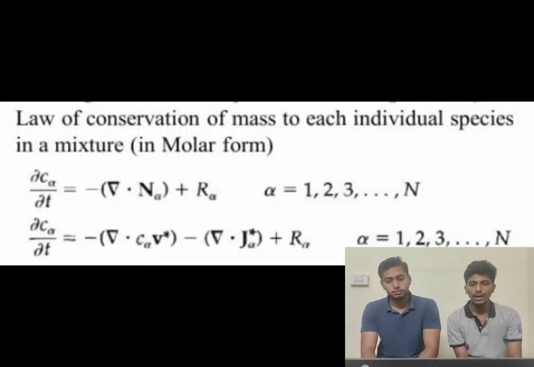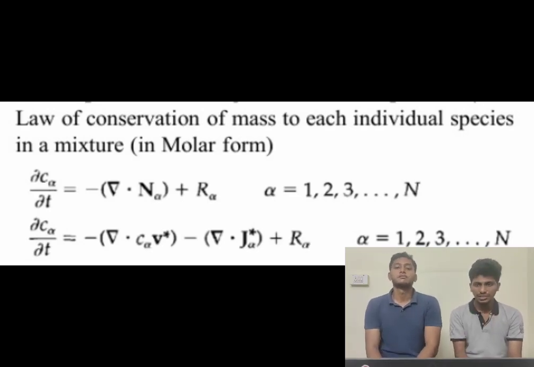Now let's talk about N alpha, the molar flux. This is where things get rich. It's composed of two main components. First is the convective flux. This is transport due to the bulk motion of the fluid. It's like the whole fluid carrying the species along with it. So the formula is N alpha convective flux is equal to C alpha, the concentration of that particular species alpha, times its corresponding velocity.